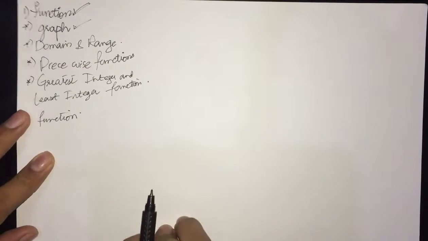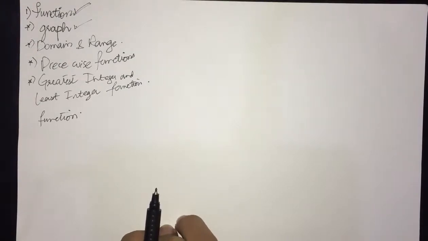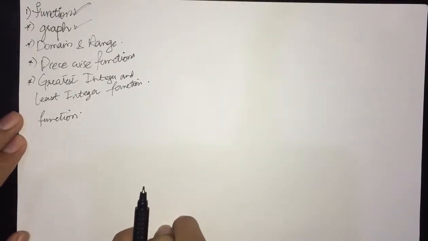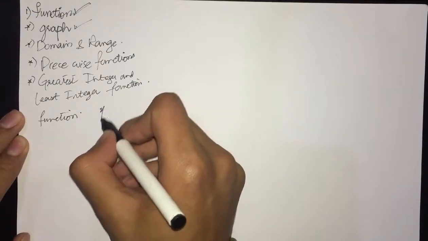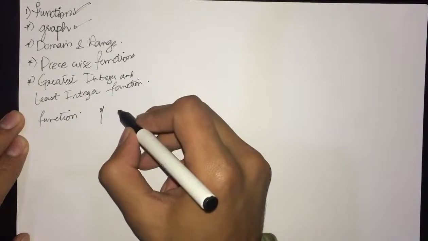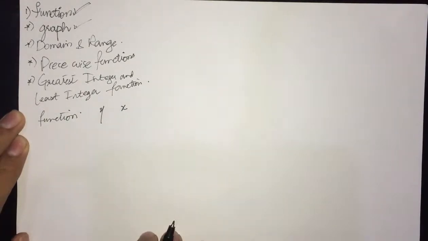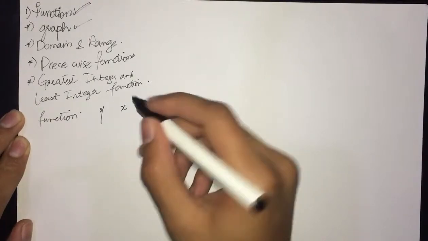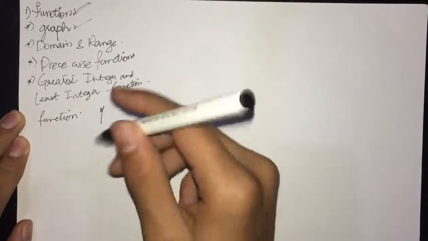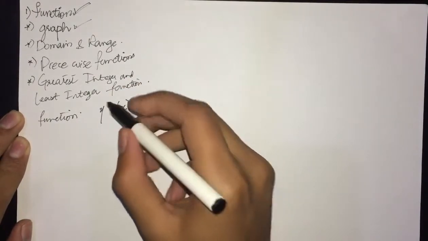So, what is a function? A function is basically consisted of two variables. One is a dependent variable which we call y, and one is an independent variable which is called x. So a function is the relation between an independent variable and a dependent variable. So this x is an independent variable and this y is a dependent variable.